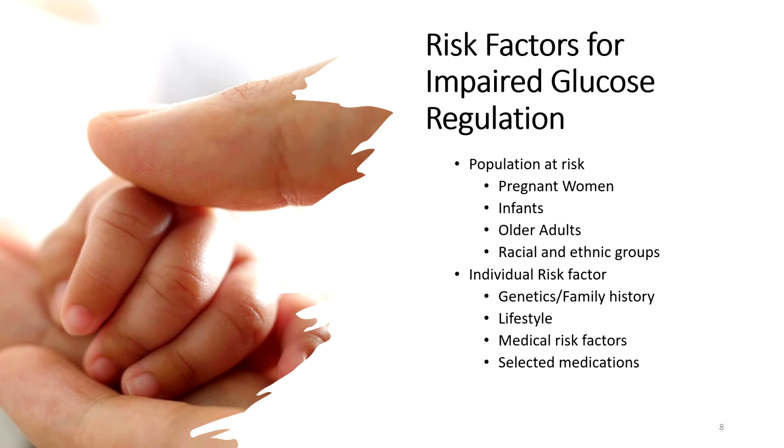But in this case, we look at some higher risk populations. One of them being pregnant women. All right, pregnant women have a high risk of having some sort of glucose regulation issue because in pregnancy we get hormonal changes, right? And these hormonal changes can produce a state of insulin resistance.